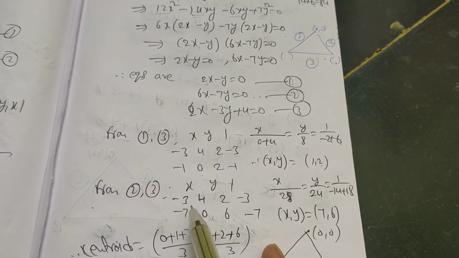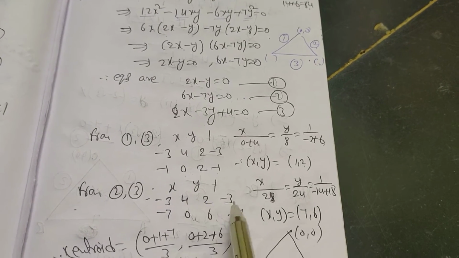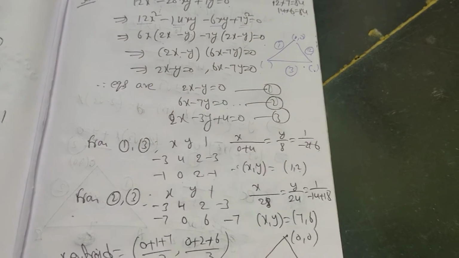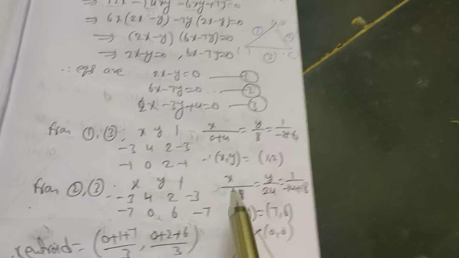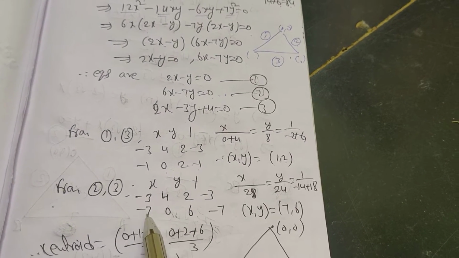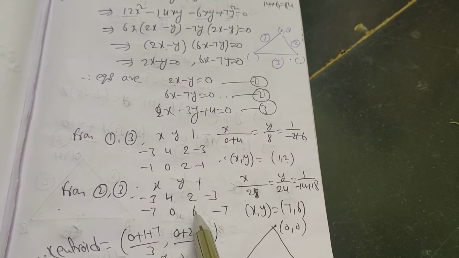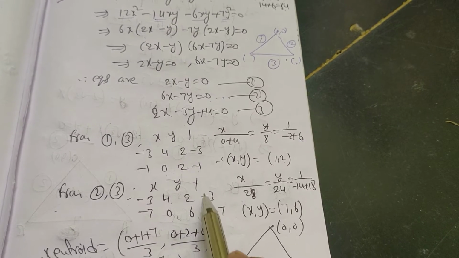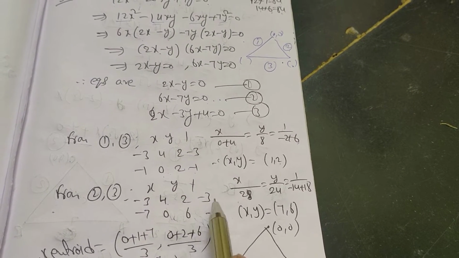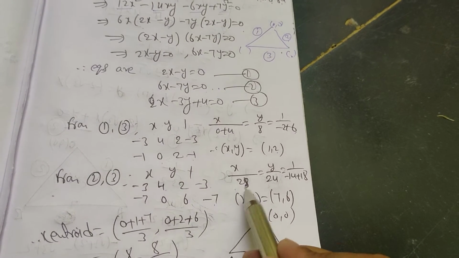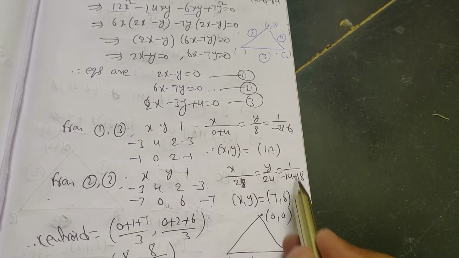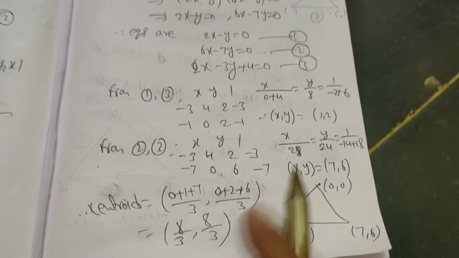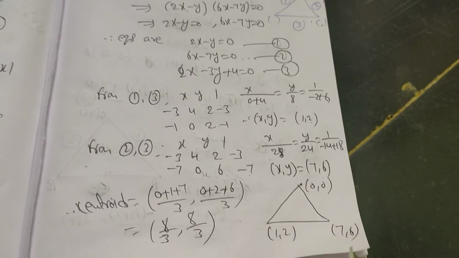From the second and third equations, x, y, 1. If you solve this, what do you get? Minus 3, 4, 2, minus 3, and the coefficients of the second equation: minus 7, 0, 6, minus 7. So x by 0 minus of minus 7 into 4, that is 28, is equal to y by 24, is equal to 1 by minus 14 plus 18. So x comma y is equal to 28 by 4, that is 7, and 24 by 4, that is 6. So x comma y is equal to 7 comma 6. So we have the 3 points: 0 comma 0, 1 comma 2, 7 comma 6.